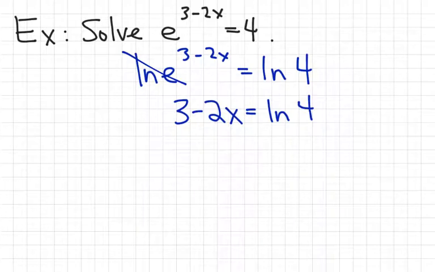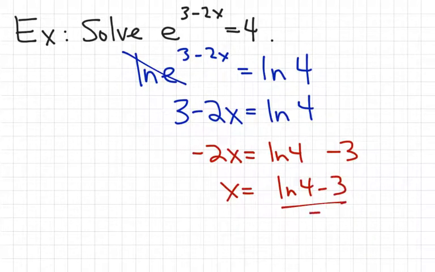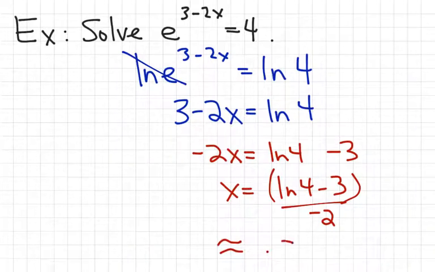Well, now I'm going to finish solving for x. We're going to subtract the 3, and then we're going to divide everything by -2. So in my calculator, I'd first do the natural log of 4. I would subtract 3, and then I would divide that answer by -2. And you should get approximately 0.807.